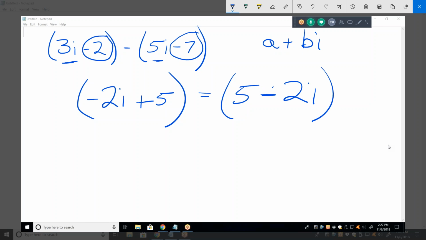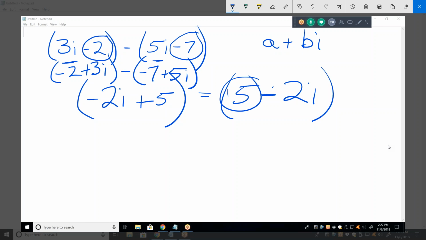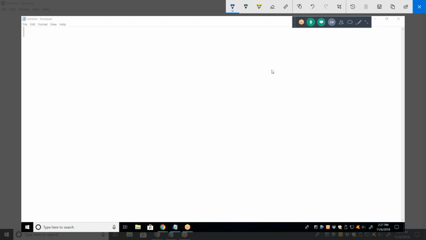And in fact, I would rewrite, even before, I would probably do it like that. In other words, I would put the real part first, and then the imaginary part, and then I immediately come up with 5 minus 2i. Okay. What else?